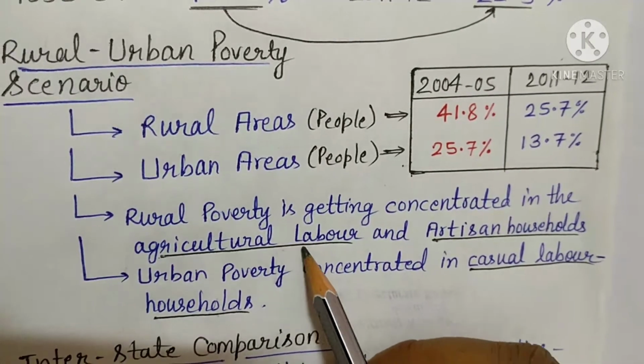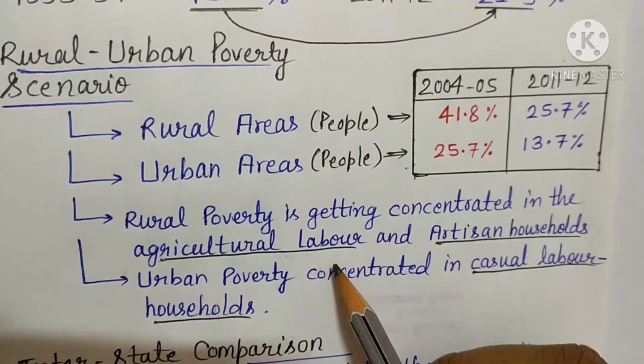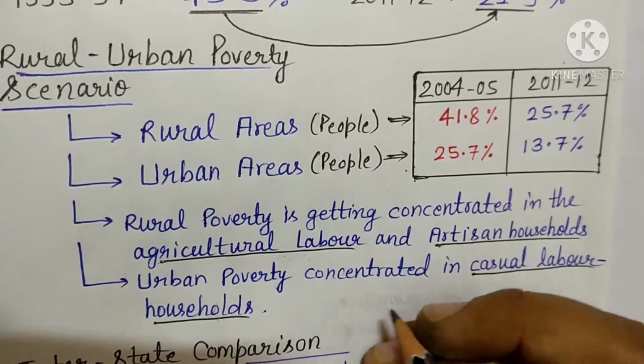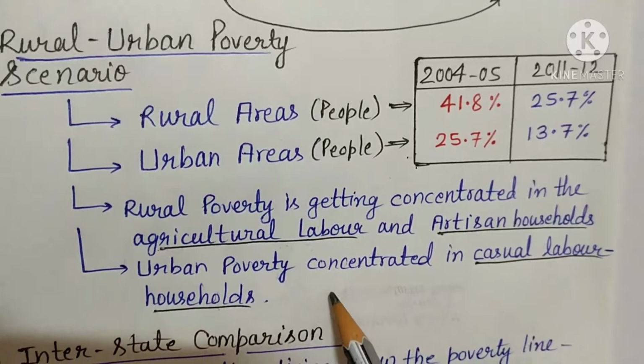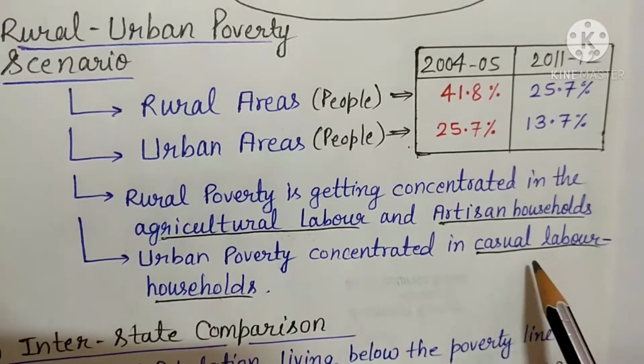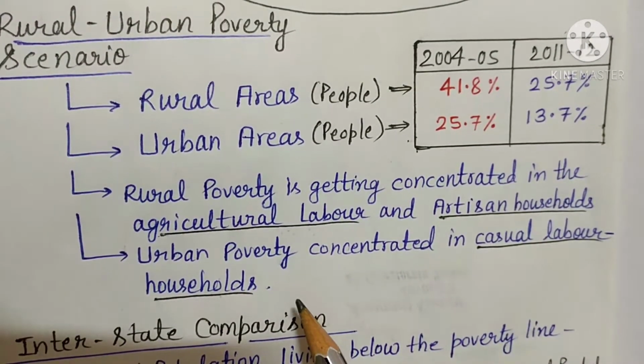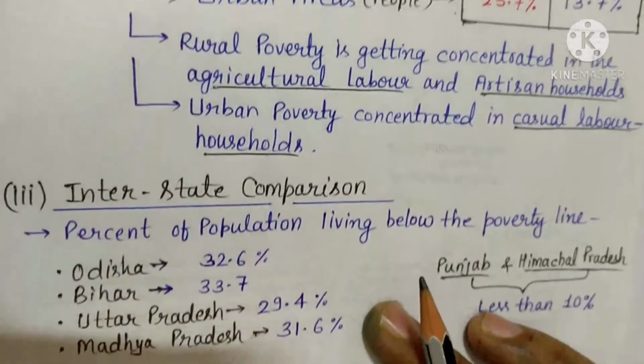due to agricultural laborers and artisan households. Those who are working in agriculture, those who are agricultural laborers and those who are artisans, they are facing more poverty. Even in urban poverty, those who are casual laborer households are facing poverty. Now let's talk about interstate comparison.